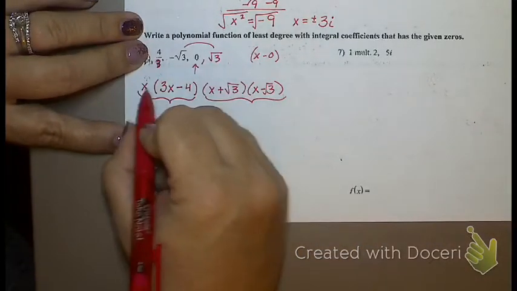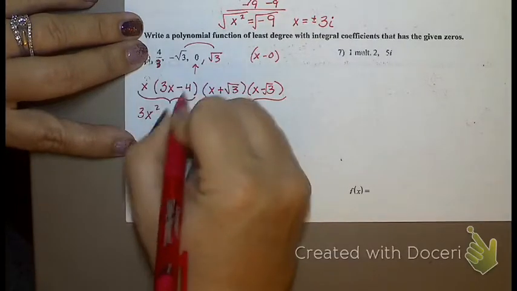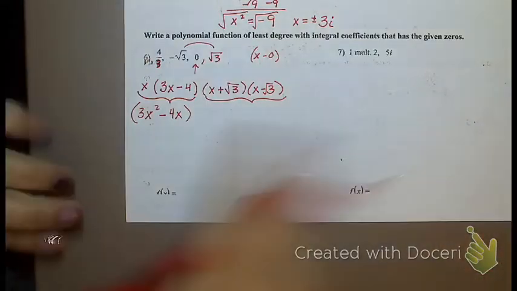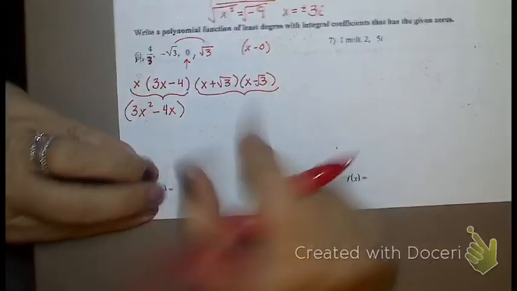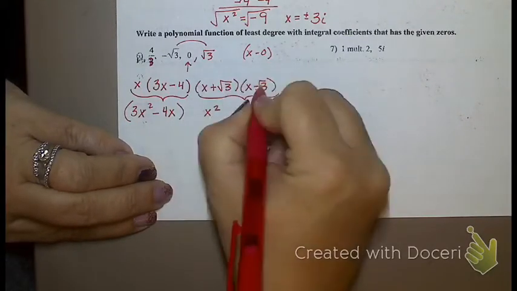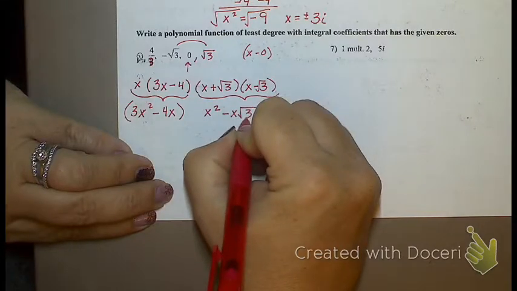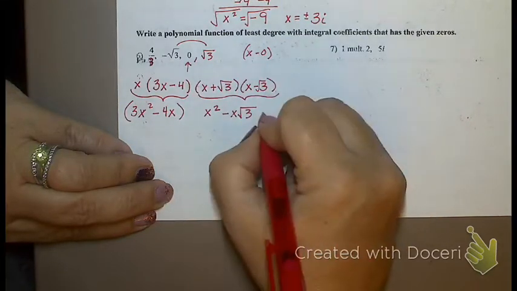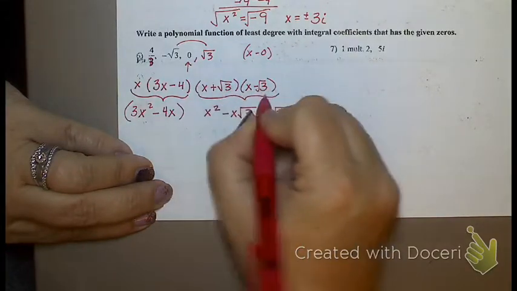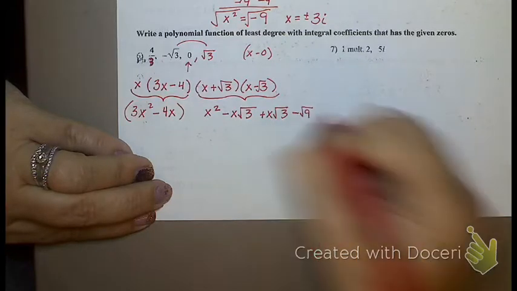What is x times 3x? 3x squared. And x times negative 4? That's easy. I'm going to take that and multiply it to the answer of this. Over here, x times x is x squared, x times negative radical 3 is negative x radical 3. Positive radical 3 times x is positive x radical 3. And positive radical 3 times negative radical 3 is negative radical 9.